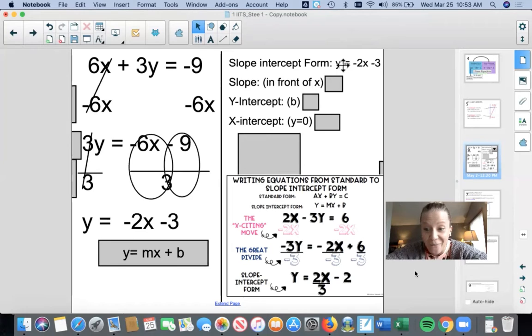Because now, look how much easier it is. The slope is just the number right in front of the x. So my slope is -2. Because I have it in the right form, it's really easy to find my y-intercept. My b, or my number on the outside, is -3.